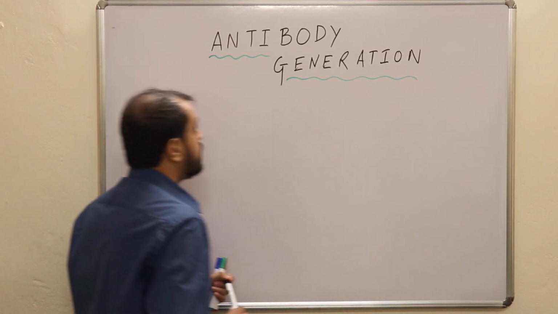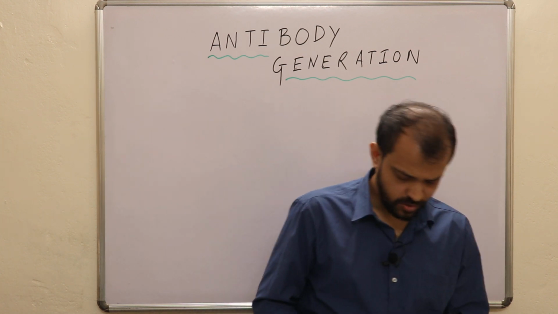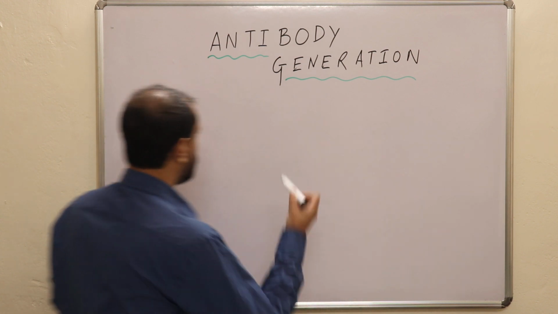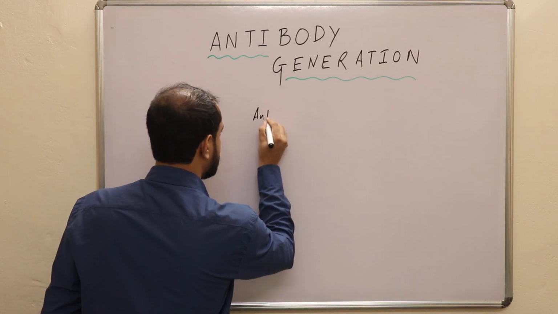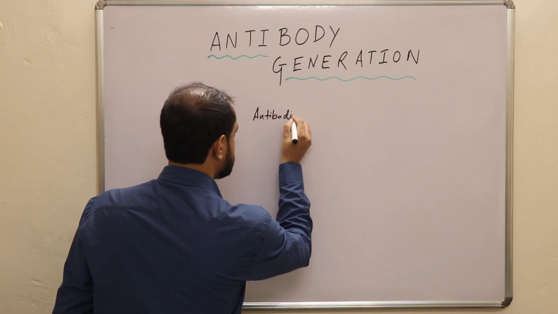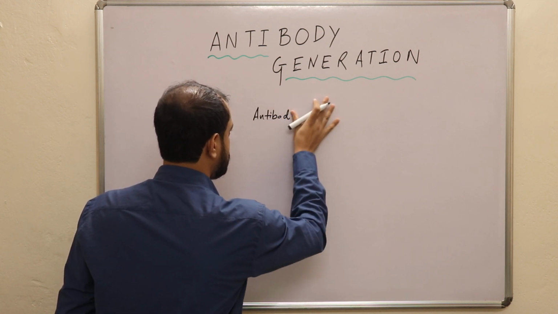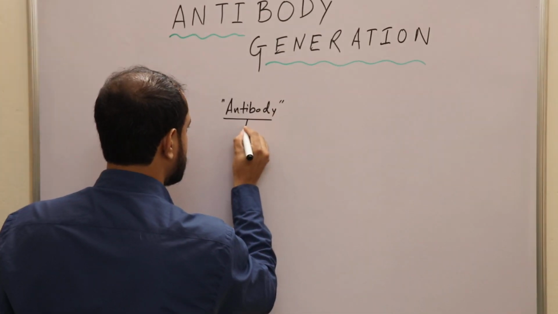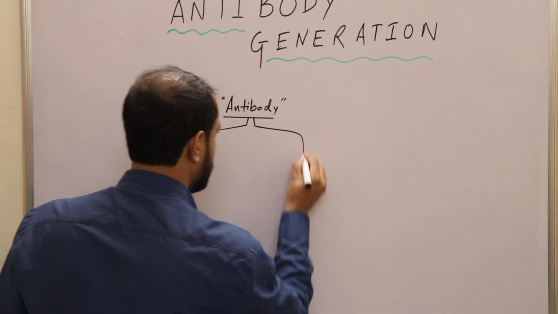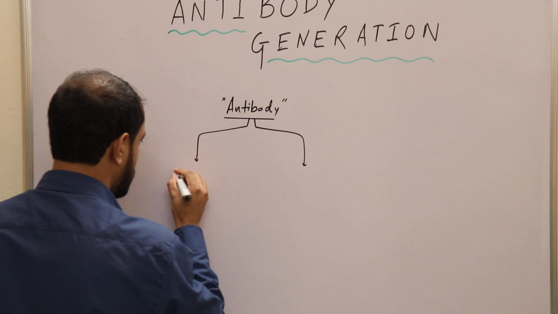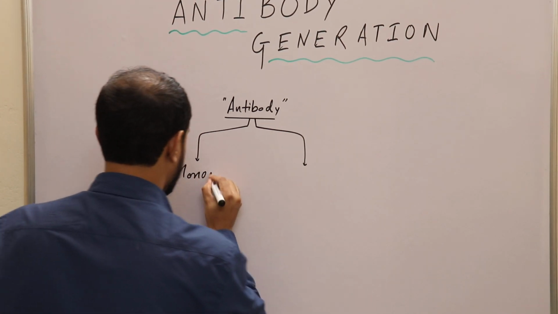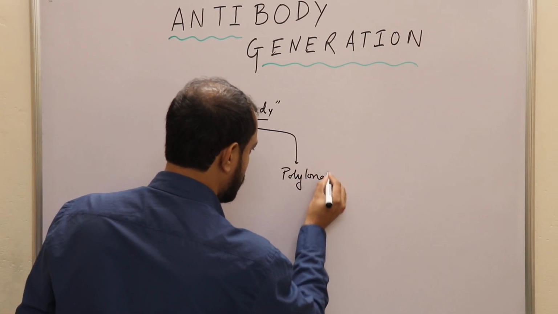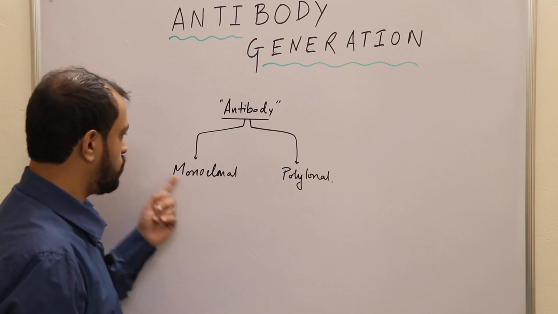Now whenever we are talking about antibody, you should understand one thing: there are basically two types of antibody. And they are monoclonal and polyclonal. Okay. So there are two types of antibodies, that is monoclonal and polyclonal.